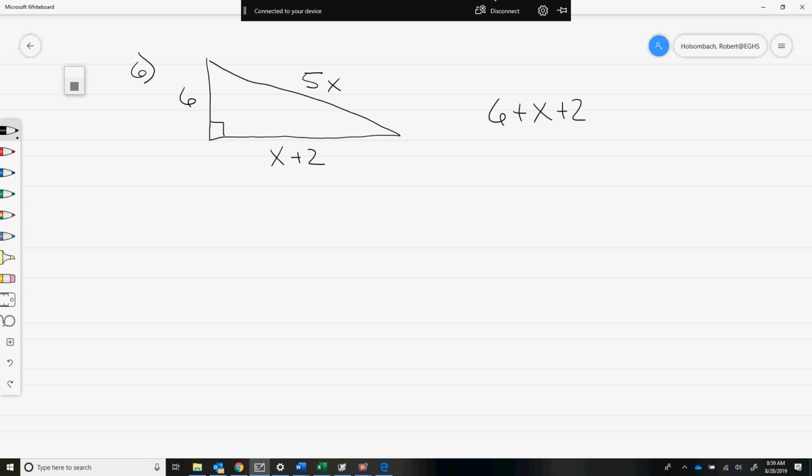And you would combine your variables first, alright, and x plus 5x is 6x. And then you would combine your whole numbers. You got a 6 plus a 2 is positive 8. So there's the perimeter of that triangle, 6x plus 8.